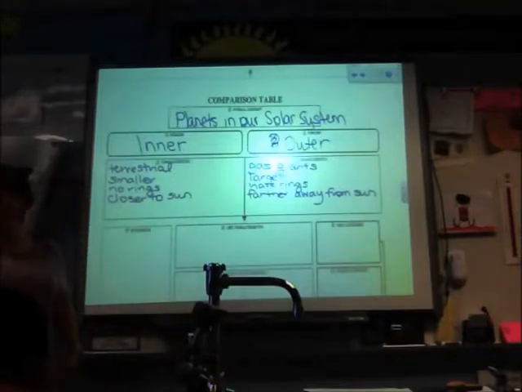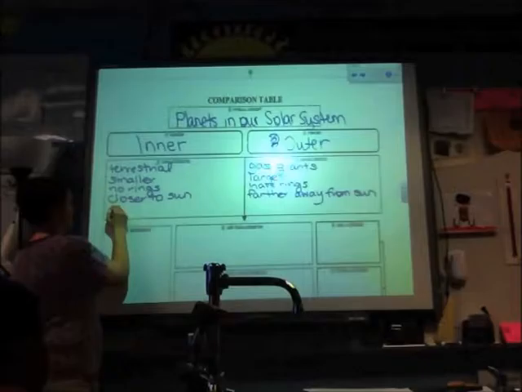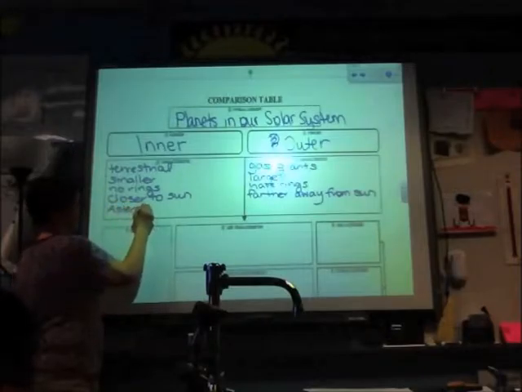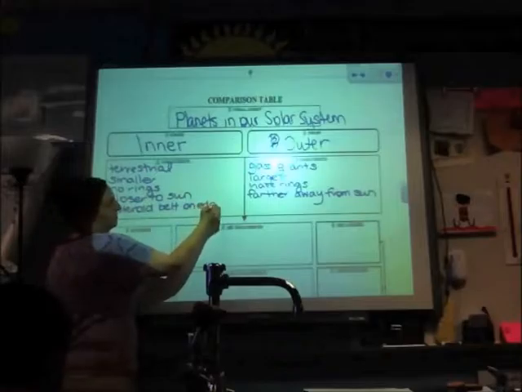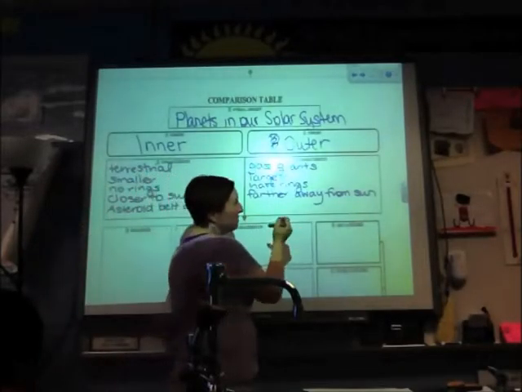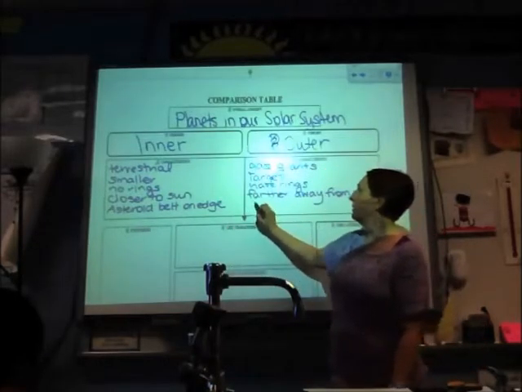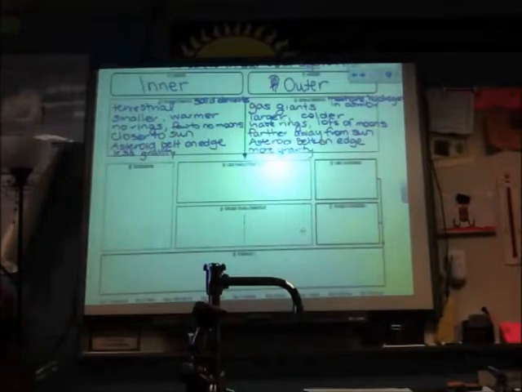Albert? Both are separated from the asteroid belt. Really? Remember, we pull from these two boxes to get our like characteristics. So asteroid belt on the edge, asteroid belt on the edge. And let's do those like characteristics. What is one definite thing I can put for both of them?